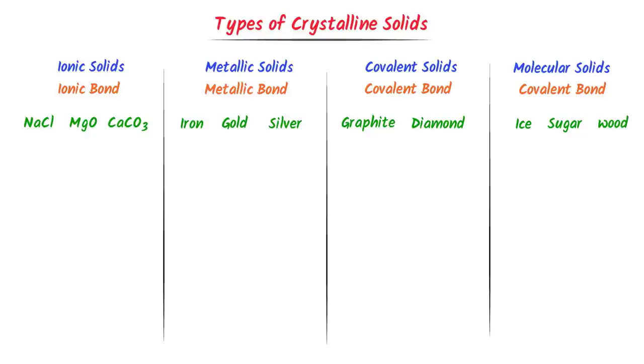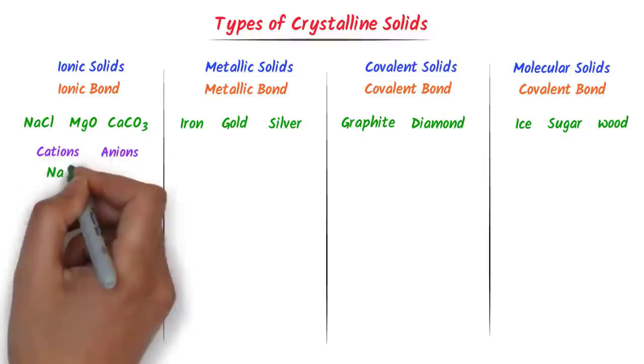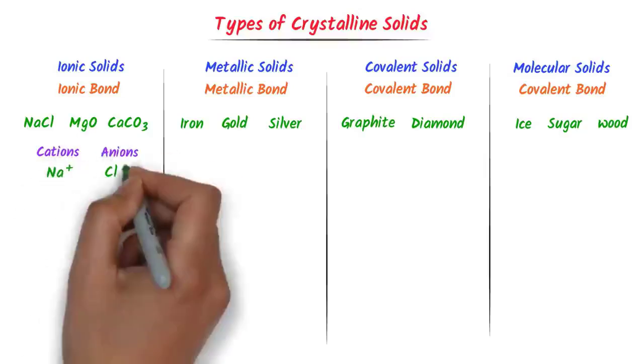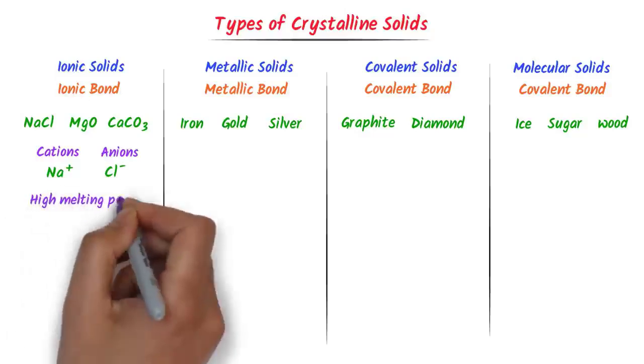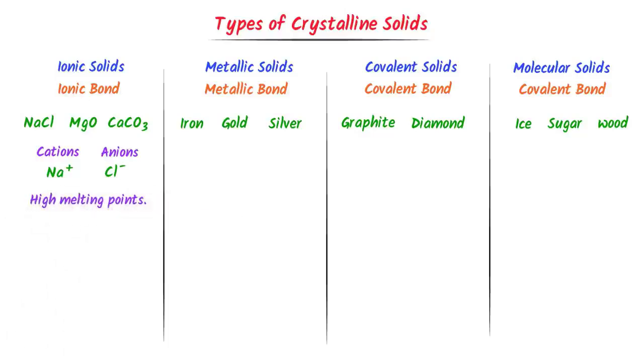Now let me teach you the physical properties of these compounds. We know that ionic compounds like sodium chloride are made up of cations and anions. For example, sodium is a cation and chlorine is an anion. Secondly, ionic solids have high melting points. Thirdly, they are brittle. It means that they are hard but break easily.